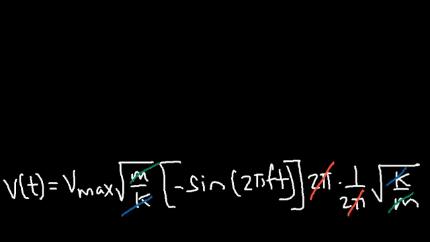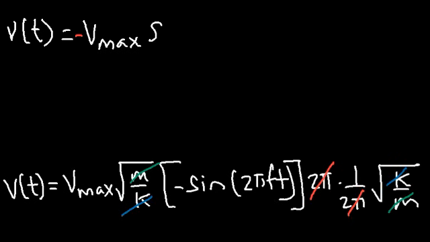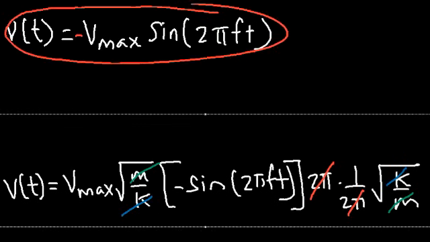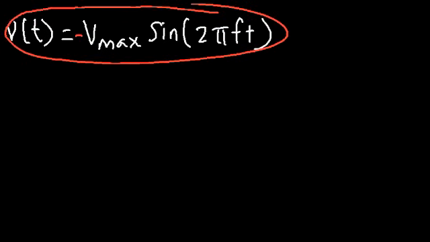So here it is. The instantaneous velocity is equal to the maximum velocity. Let's put the negative in front. So negative Vmax times sine 2 pi ft. And that's it. So make sure that you add this to the list of equations that you need to know. Now, instead of writing Vmax, some textbooks will use the symbol V0. But it's the same thing. It's the maximum velocity. Now let's find the acceleration.